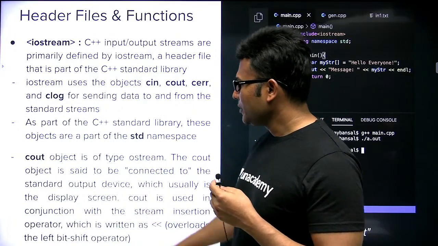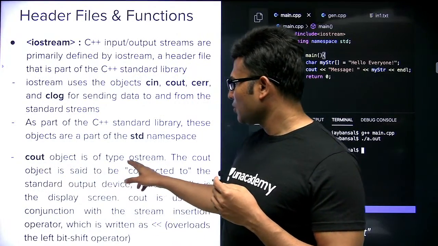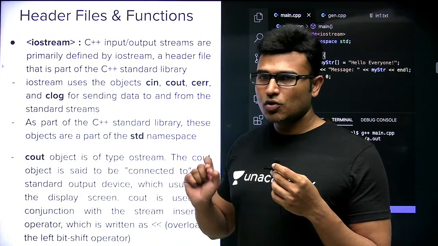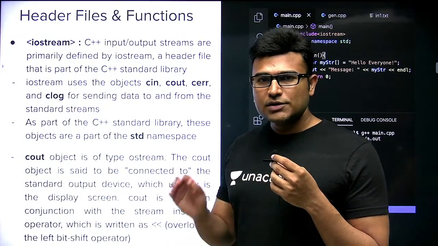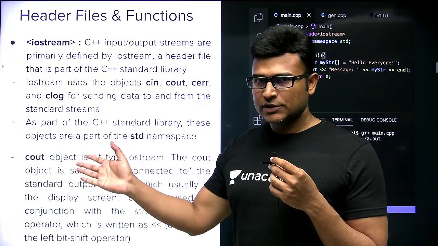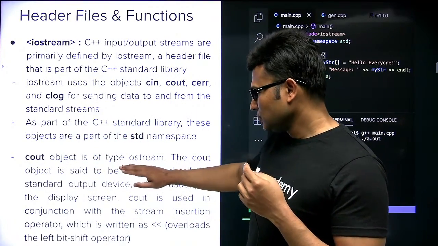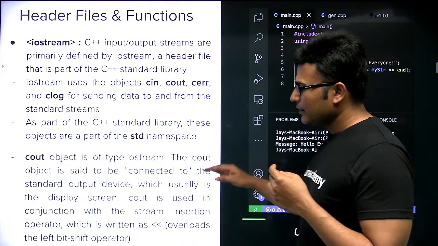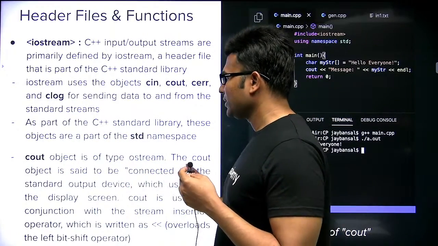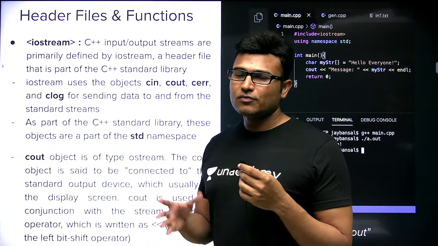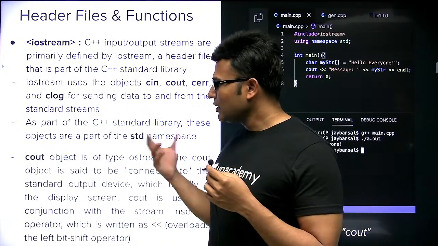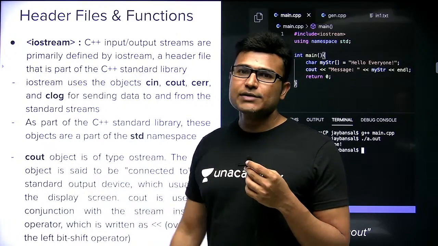Coming to cout, cout is an object of type ostream. So don't worry about this line at all. cout is an object of some type. Every object is going to be of some type, so don't worry about it now. The cout object is said to be connected to the standard output device, generally a screen. So you can think of cout as if it is connected to a screen.